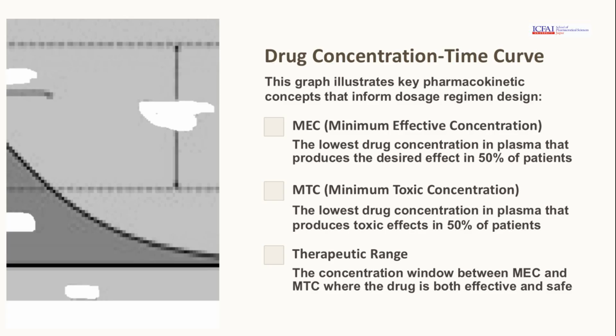The drug concentration time curve illustrates key pharmacokinetic concepts, including MEK and MTC. Understanding the therapeutic range helps design effective dosage regimens, ensuring drug levels remain within safe and effective limits.